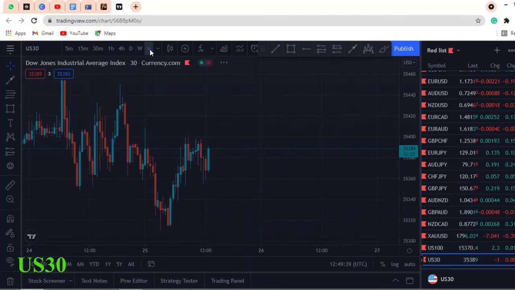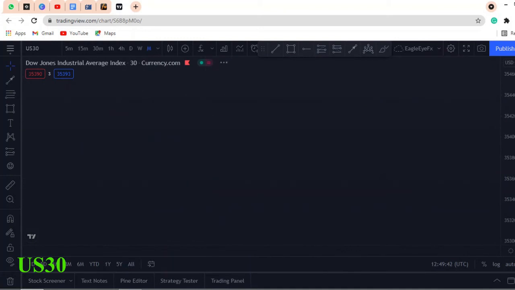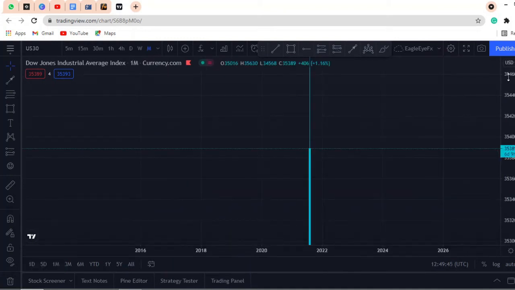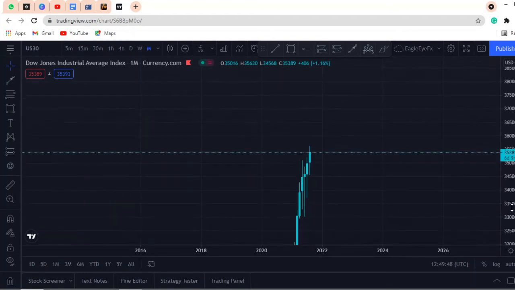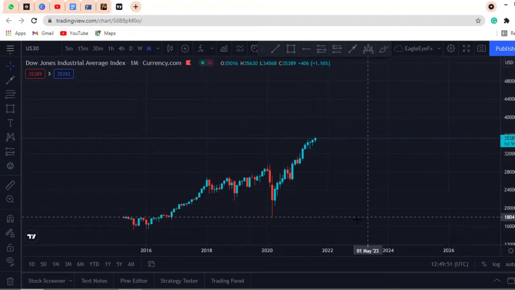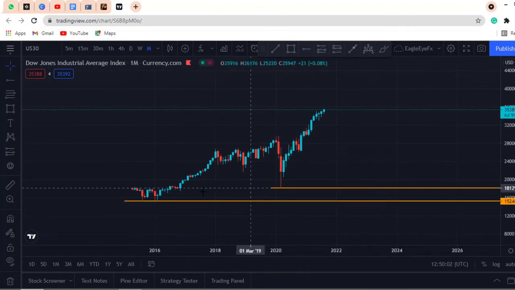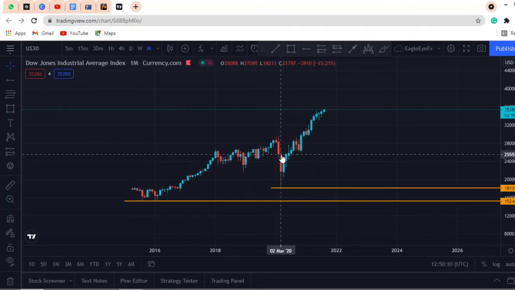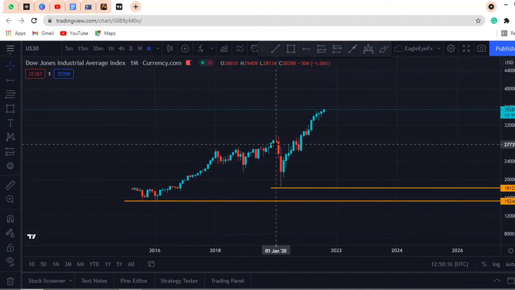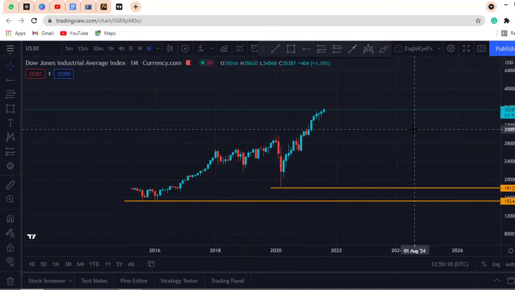So go to US30, we start from the monthly time frame. You can see that it's almost the same as Nasdaq, almost the same as US100. So mark this the lowest, and this is how it came. I'm sure this time it came down from January 2020 up to March. This was maybe during the COVID time. That's maybe the reason it came down that way, when COVID was announced.